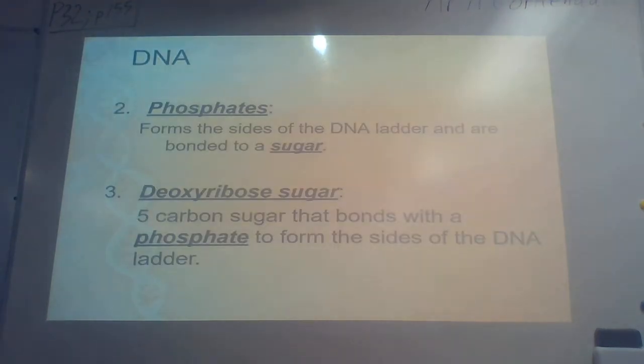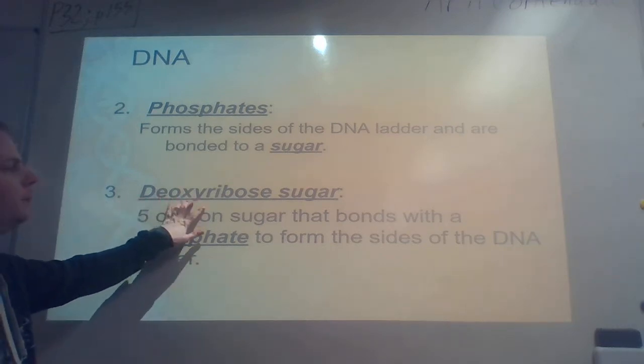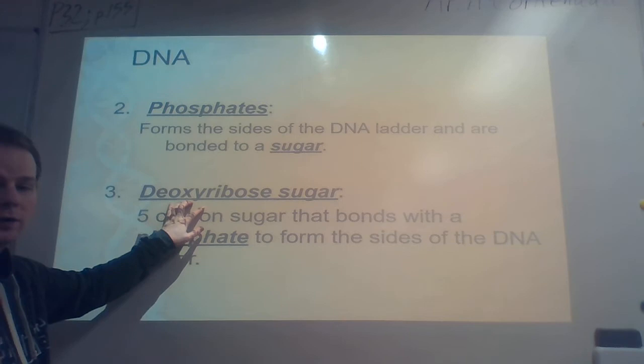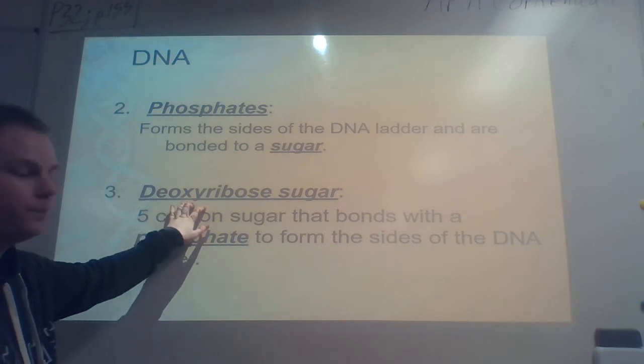Okay, and then the phosphate, that's going to be your phosphate group. It's one of the 2 components that forms the rails or the sides of the ladder, along with your pentose sugar, which in the case of DNA is deoxyribose.